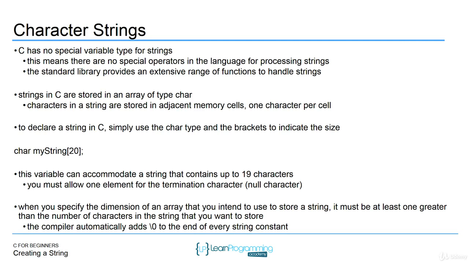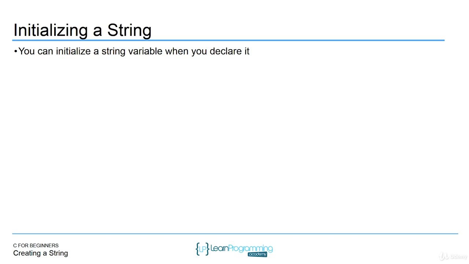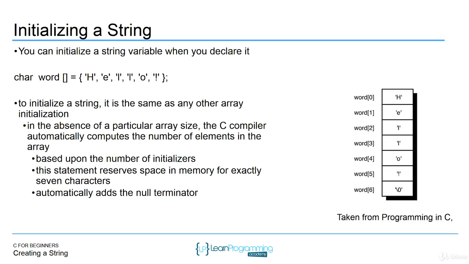So what you should really do is when you create these character strings, you should be initializing them. You can initialize a string variable just like you can initialize an array. You put each character inside of these brackets. This looks very similar to if you were to initialize elements in an integer array. If you say char word and then inside the curly brackets you put in each single character, that would create a character array. So it's the same as any other array initialization.